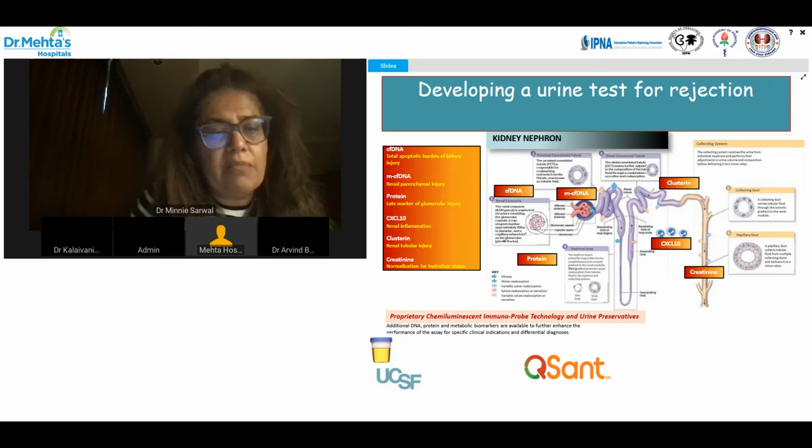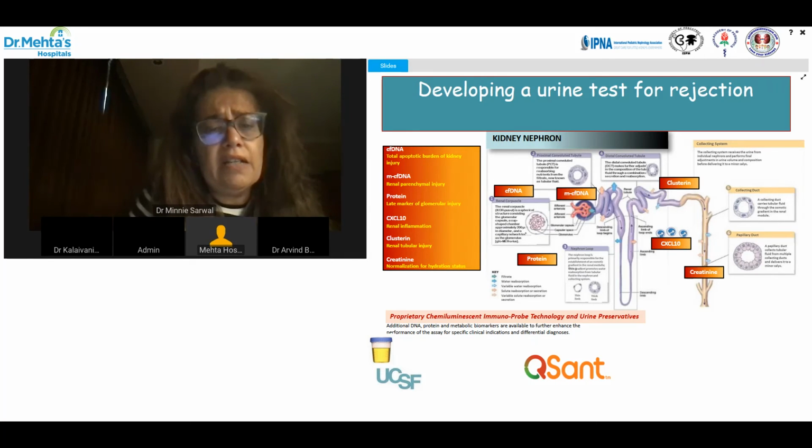All these markers are then put together through an artificial intelligence-based algorithm to actually then create a score from 0 to 100. A score of less than 32 means there is very little or no risk of rejection, whereas a score of greater than 32 means an increasing risk of rejection. And a score of greater than 35 tells you that there is a very, very high risk of rejection.